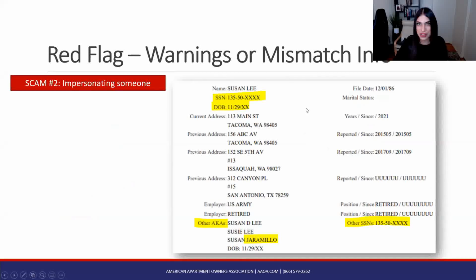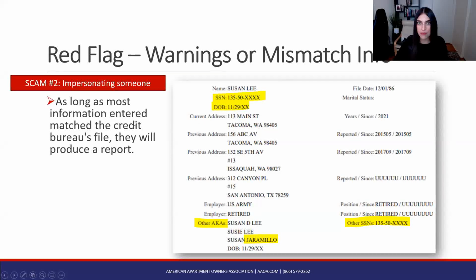Common scam is impersonating someone. We see a lot, well, not a lot, but we have seen juniors and seniors sort of borrowing each other's credit reports. So make sure you're looking at the date of birth. I know that most credit bureaus will remove the year of the date of birth, making it a little tricky, or the last four of the social, but at least you have some data that you can cross-reference there. As long as most information is entered as matched, it matches the credit bureau's profile, they will produce a report.